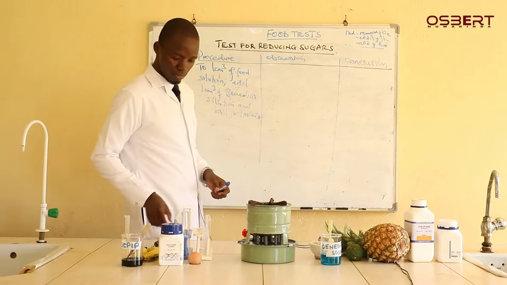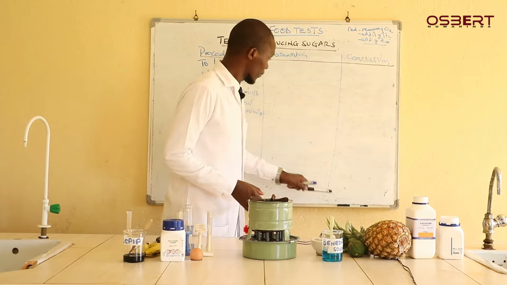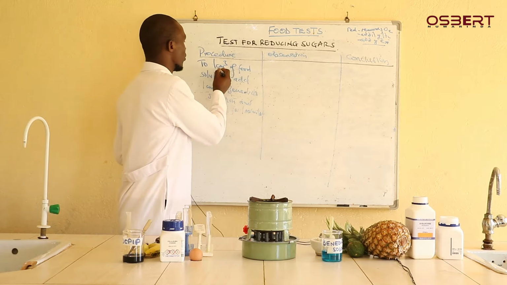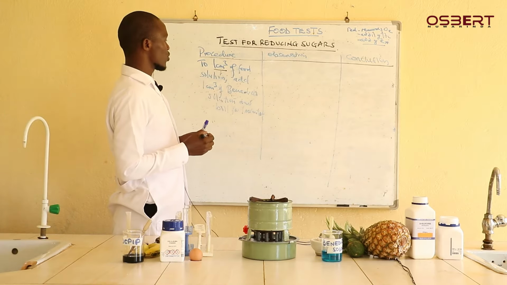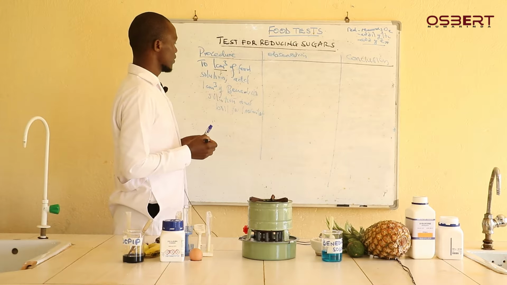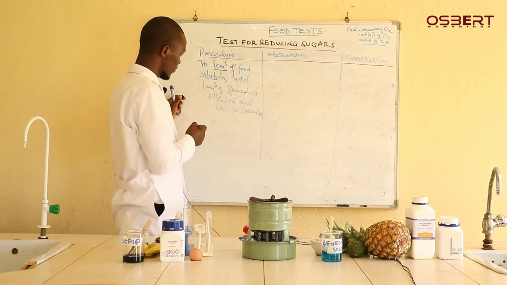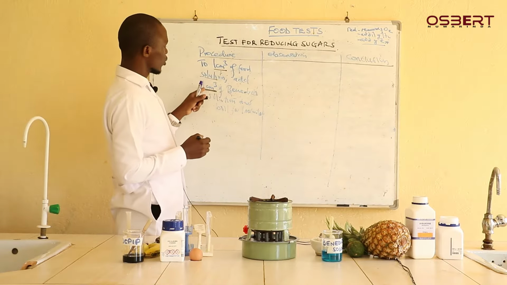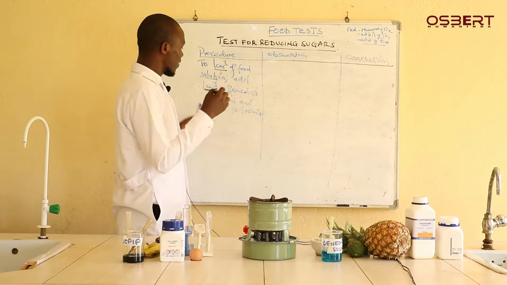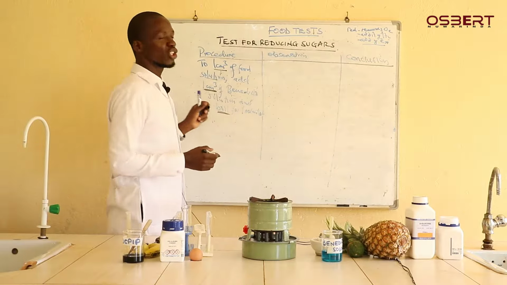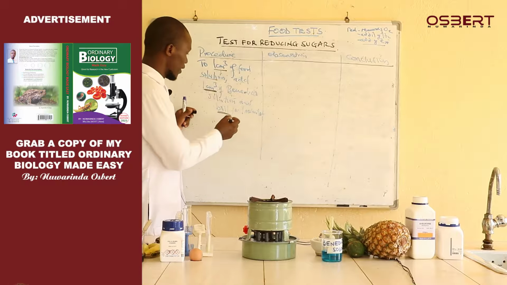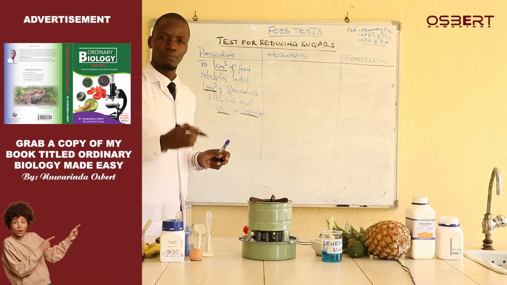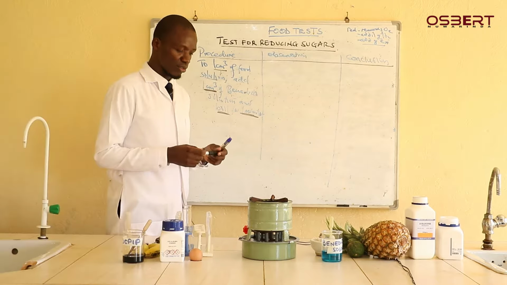Please take note of the following. When you're testing for reducing sugars, we use a small quantity of the food solution, which is 1 centimeter cubed. And you must have a solution. And we use the same quantity of Benedict's solution. Then something important, we are supposed to boil, and we don't boil forever. We boil for 1 minute. Very, very important. Should you miss out any of these, it means you are not right.